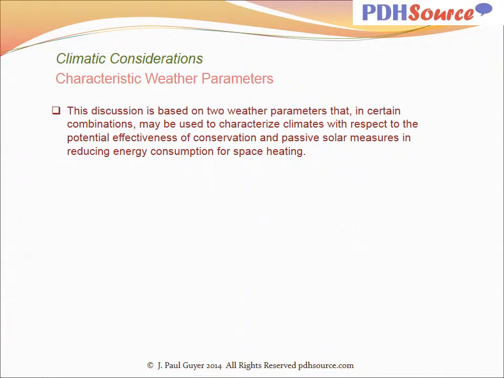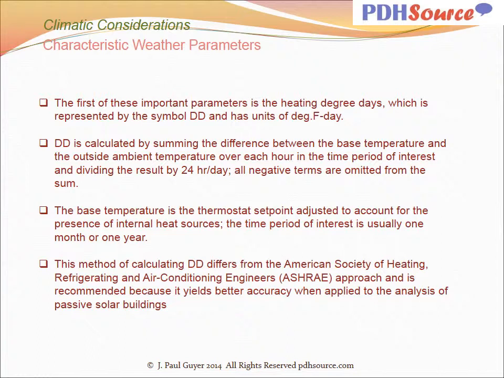This discussion is based on two weather parameters that in certain combinations may be used to characterize climates with respect to the potential effectiveness of conservation and passive solar measures in reducing energy consumption for space heating. The first of these important parameters is the heating degree days, which is represented by the symbol DD and has units of degrees Fahrenheit day.